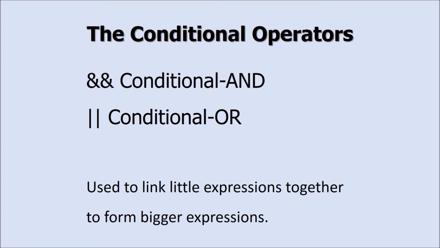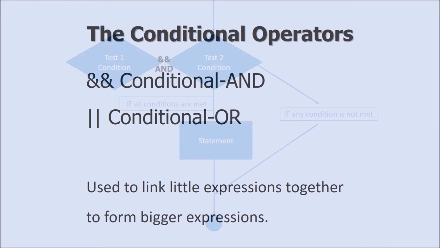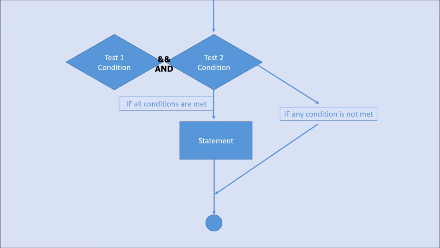Next, let me show you the conditional operators. Conditional operators can be used to tie smaller expressions together to form larger and more complex expressions. The AND conditional means that both conditions on either side of the AND must be true to meet all the conditions, while the OR condition reads both conditions, but only one of them needs to be true for the conditions to be met.